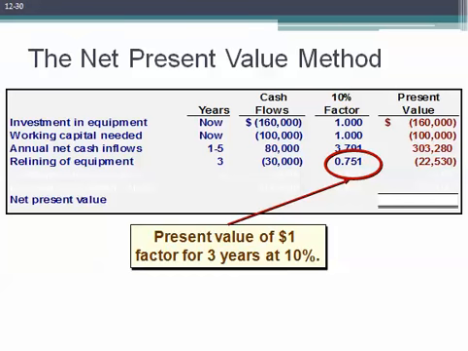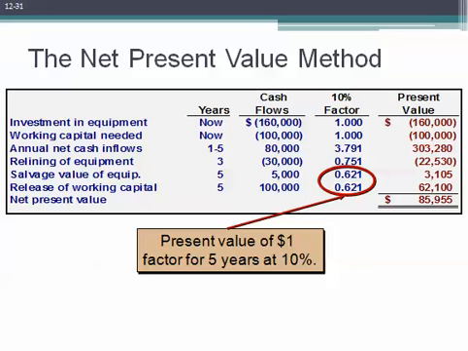Next, let's consider the cash outflow for relining or doing the maintenance on the equipment. That was going to be a $30,000 cash outflow in year 3. So we need to multiply that by the present value factor for 3 years at 10% of a $1 lump sum. Notice it's not an annuity factor, it's the present value of a single amount. And that factor, 0.751 times 30,000, gives us a present value of that cash outflow of negative $22,530.